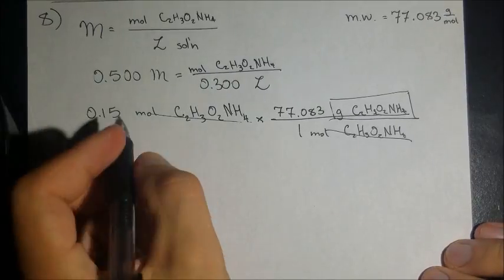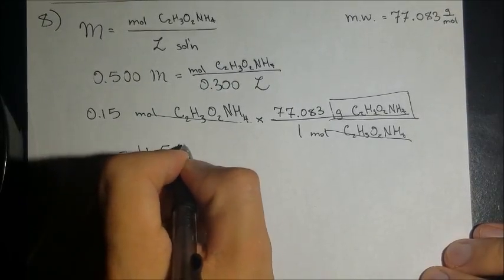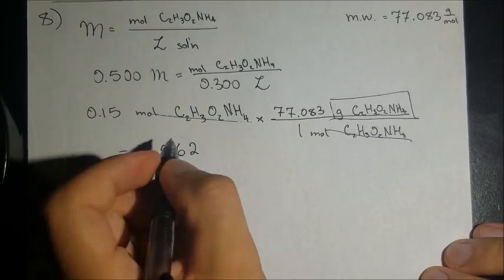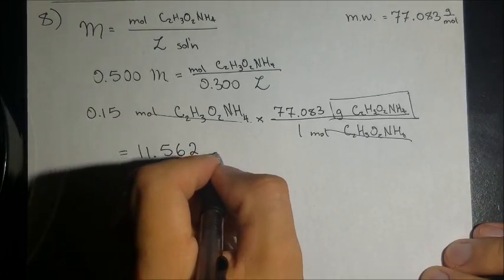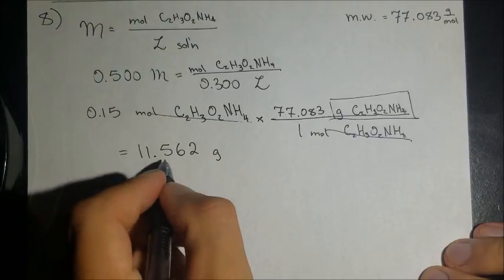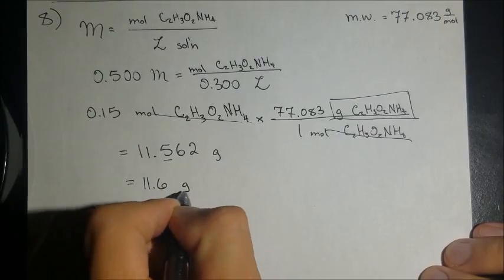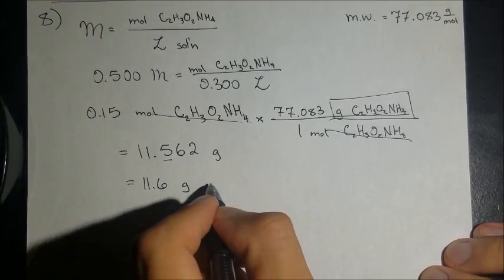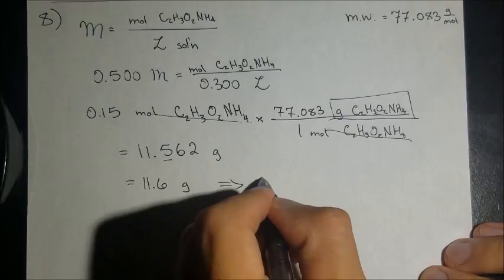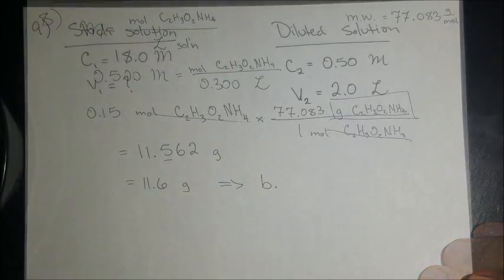I get 11.562 grams of ammonium acetate, and that rounds up to 11.6 grams, which corresponds to the answer B. And B is the correct answer for number 8.